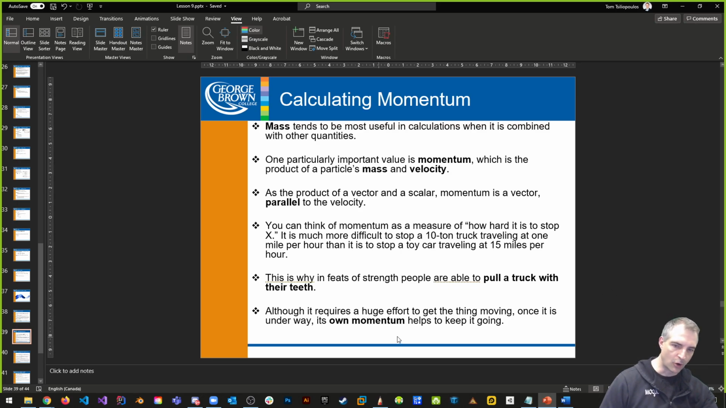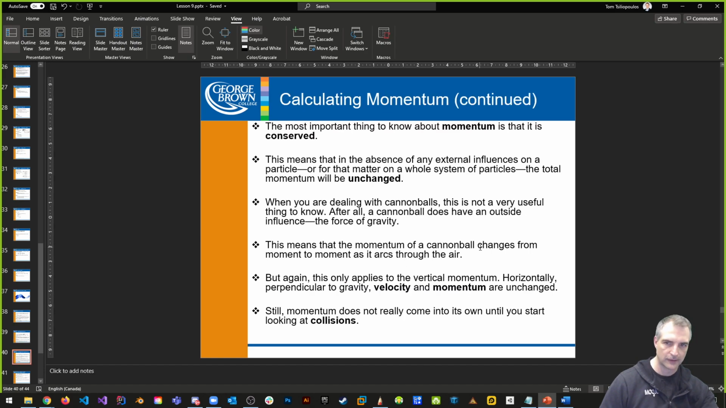But then it's going to go on its own momentum afterwards, which is what the idea is here. Okay, the most important thing to think about momentum is that it's conserved. So the amount of momentum is conserved. We're talking about conservation of energy here. So when we calculate the momentum, that means that in the absence of some kind of external force or influence on a particle, or for that matter, the entire system of particles, the total momentum is unchanged.